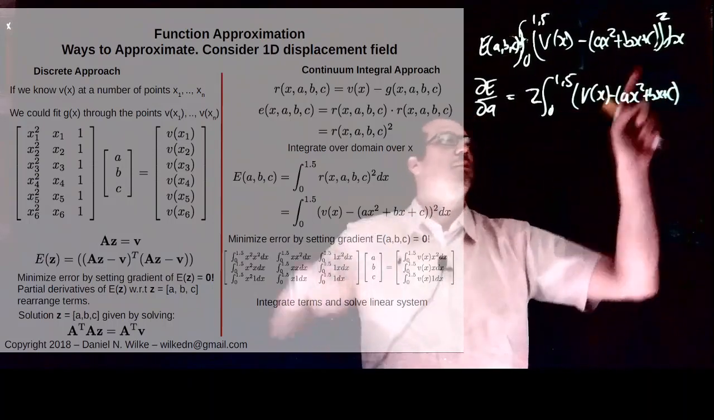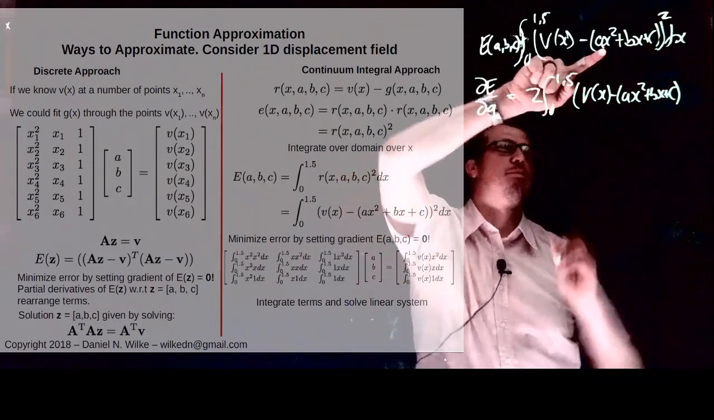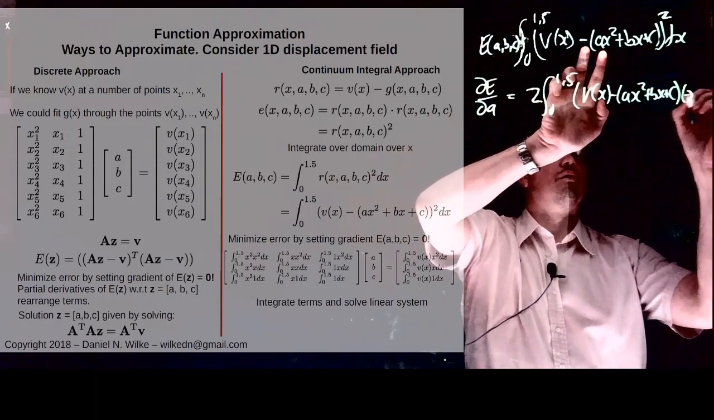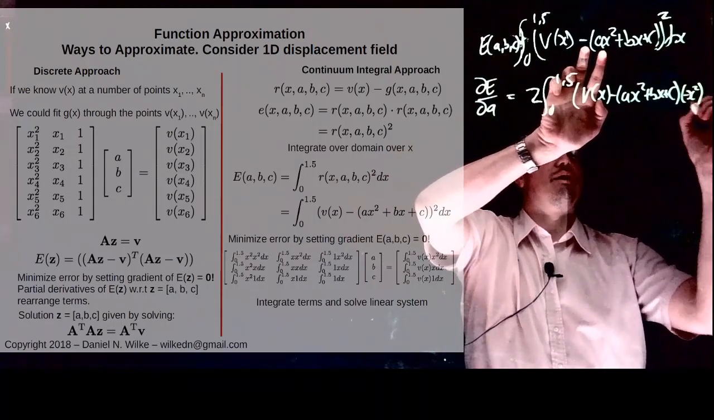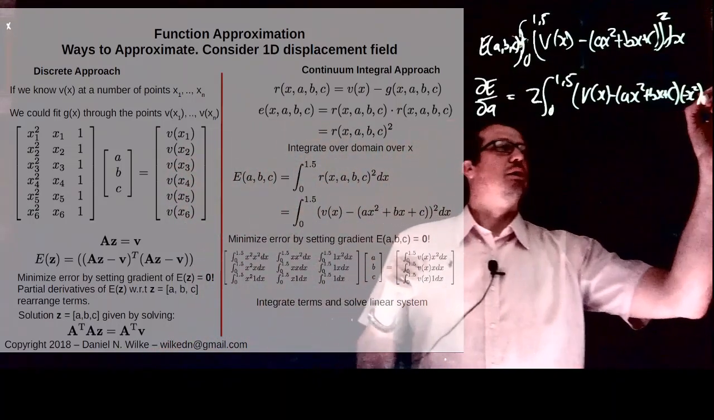I'm taking the derivative of this: that's 2 times this, and then the derivative of the inside. What's the derivative of this term? It's minus x squared. That is essentially what I have from that. And then I can write in the dx.